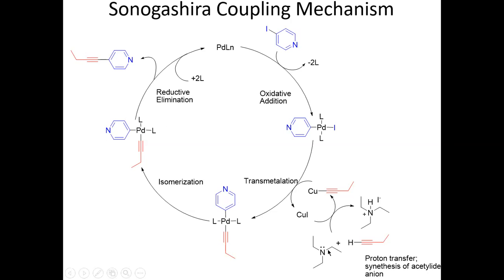But the base and the copper will work in tandem here, so you can generate this. It's not really a Gilman reagent, but this copper acetylide complex, and that's what does your transmetallation. Right. So the Sonogashira coupling is important again because of how it's used to close up macrocycles and things like that.